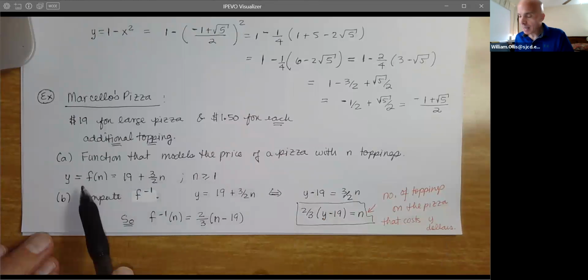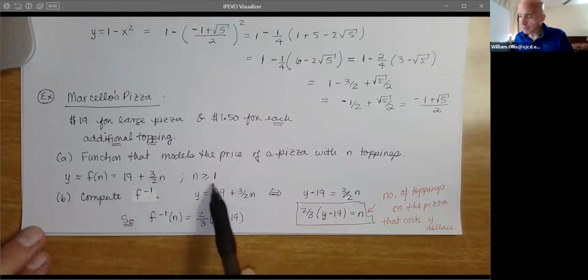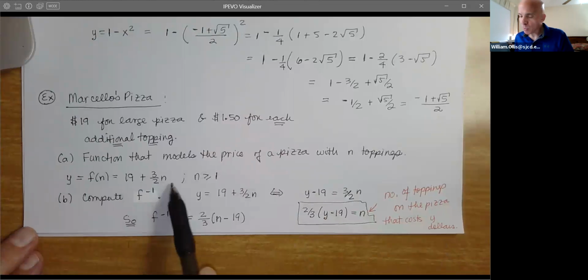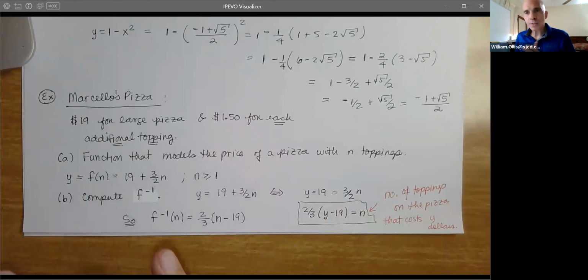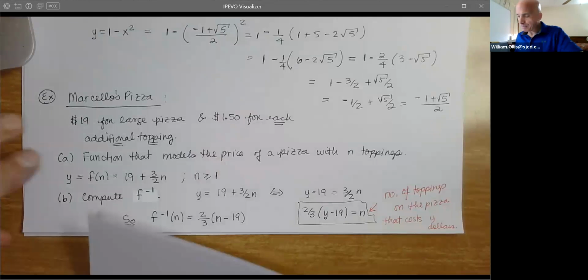Now notice, tell me something. Is this function right here, y equals 19 plus 3/2 n, one-to-one? It obviously looks like it's one-to-one. Is it one-to-one? Let's prove it, because I obviously assumed it was, but let me just prove it and then we'll be done.